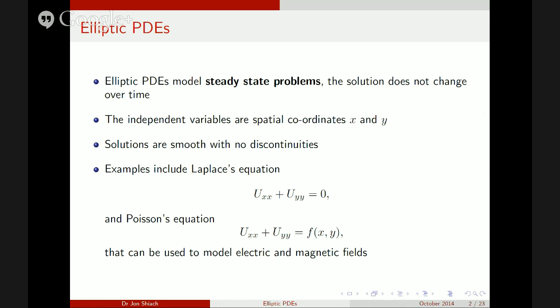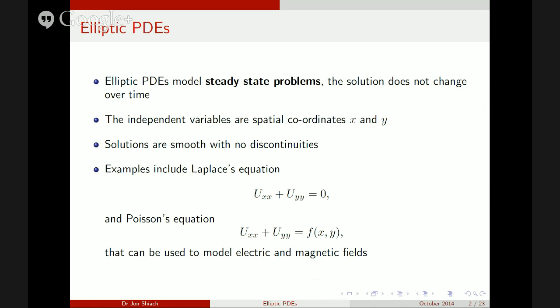We can solve the elliptic PDE over that domain, and when we get the solution, that'll be a constant solution, so it doesn't change. The solutions to elliptic PDEs are smooth. By smooth, I mean there's no abrupt changes in the gradients and there's no discontinuities. So the solution should be smooth everywhere for an elliptic PDE.